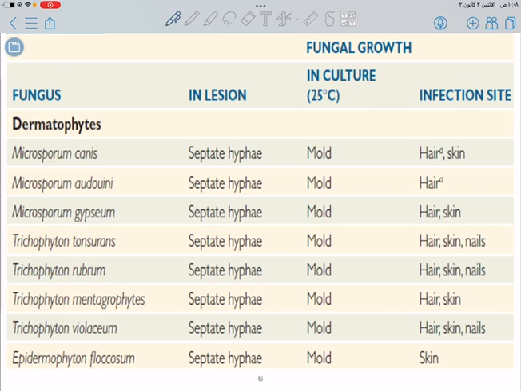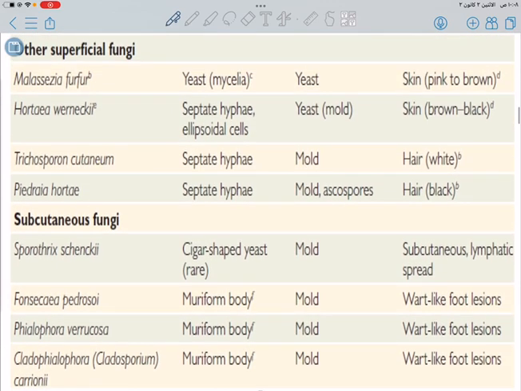We said there are other superficial fungi. Malassezia furfur. I said probably funny names to you in the beginning, but you will become familiar with them. It has a yeast form, like yeast cocci, maybe mycelia, and can cause skin infection, and the area infected is from pink to brown.